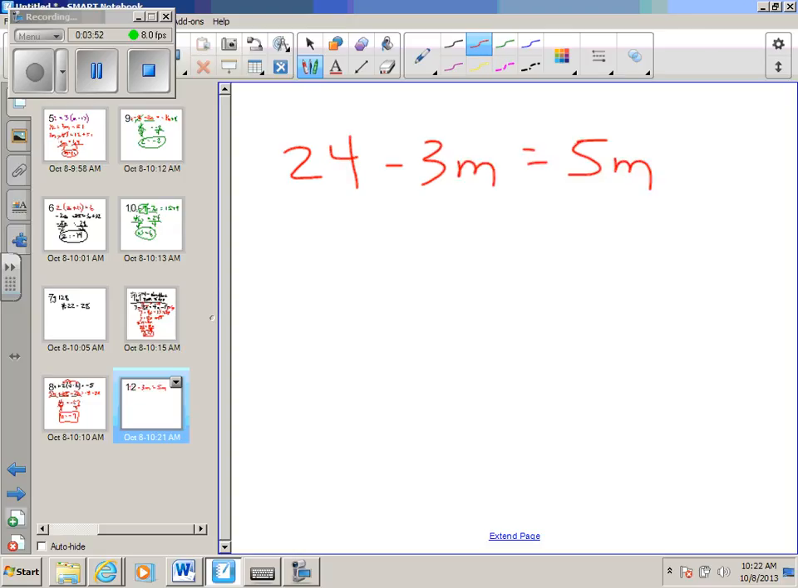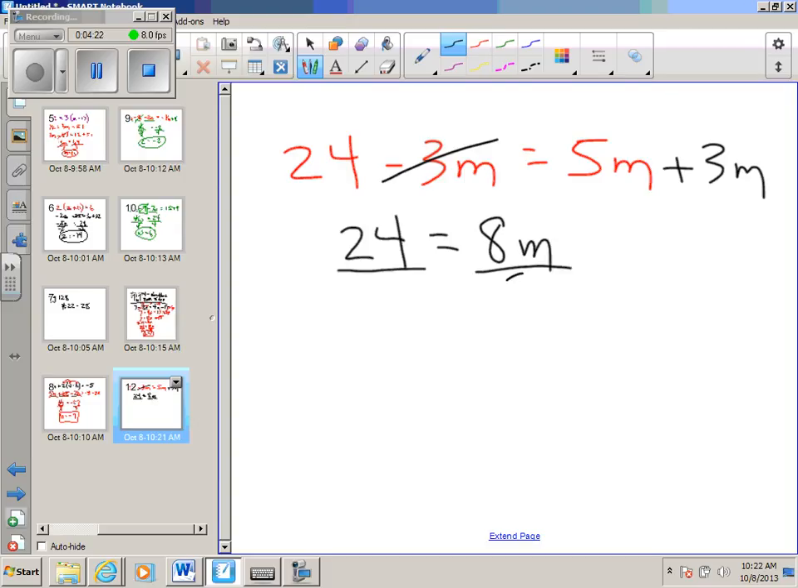This one actually kind of takes a step back from what we just did. So it should be even easier to figure. What do you want to do? Add 3m to both sides. Obviously, adding 3m to both sides is our best option at this point. 24 will then equal how many m? And then from here, it should be relatively clear, right? Divide both sides by 8. And 3 is equal to m.